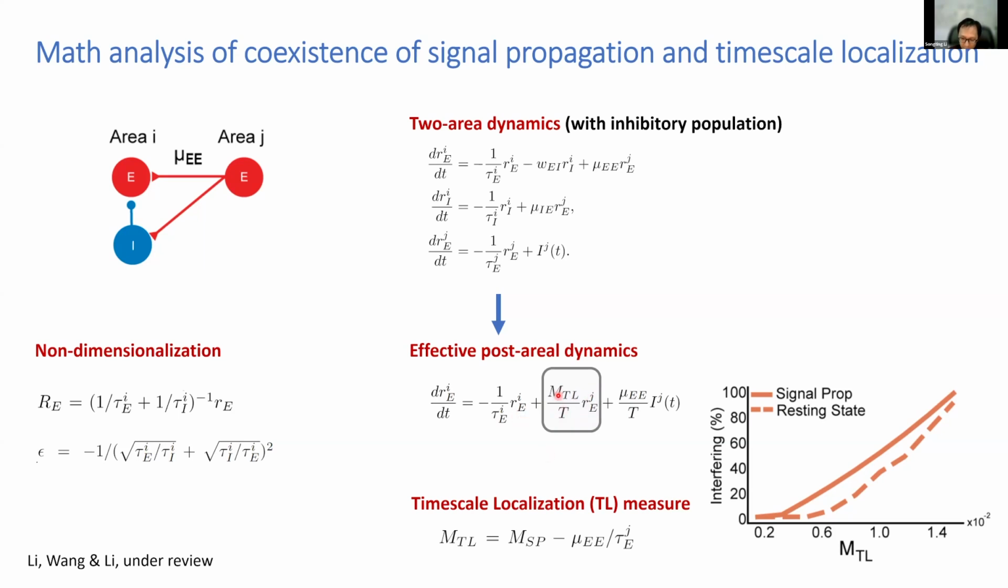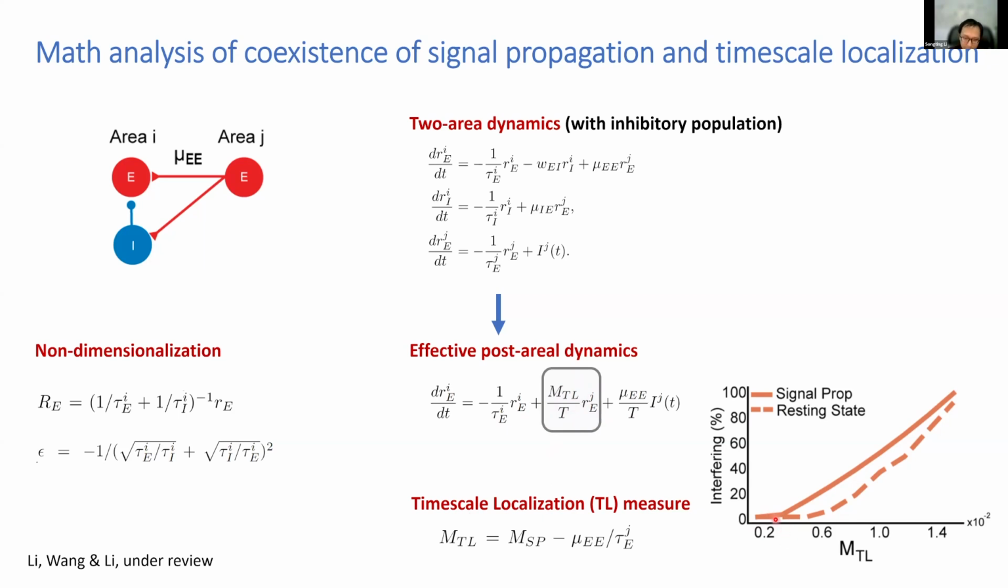So this coefficient is very important. We call it the time scale localization measure. If it's 0 or close to 0, the upstream's slow dynamics will not enter the dynamics of the downstream area. Indeed, we can also see this in our simulation with small MTL, the interfering index is very small for the downstream area.